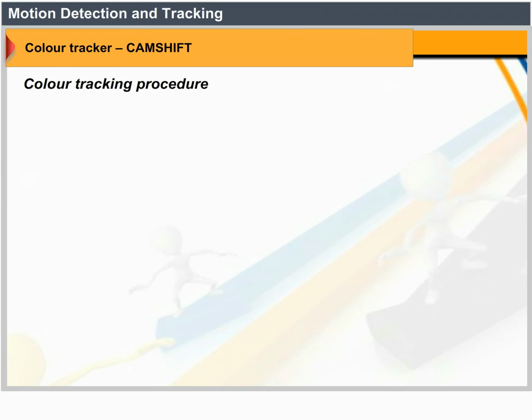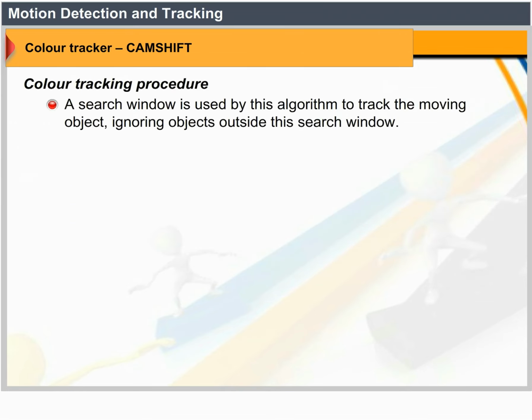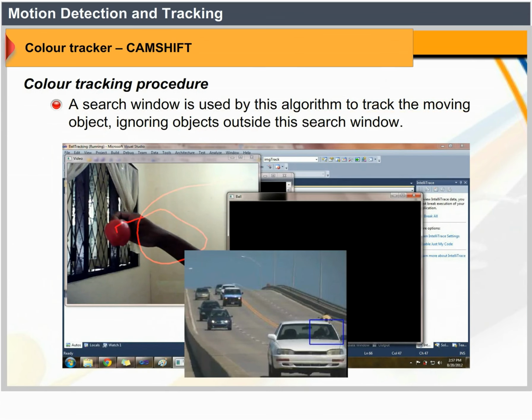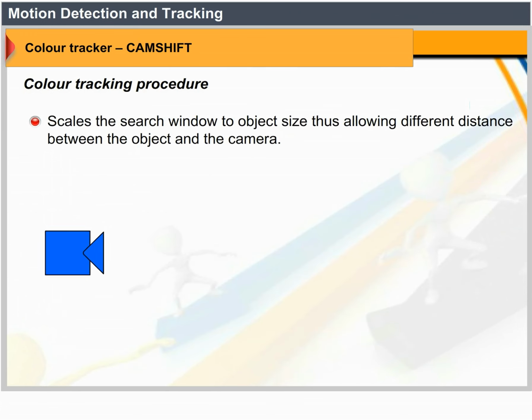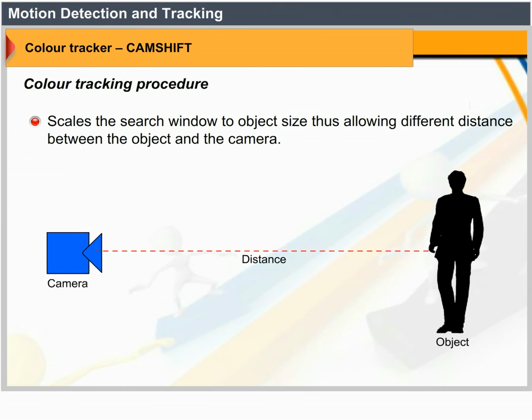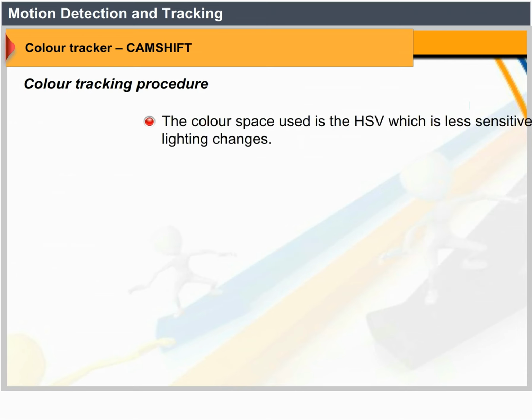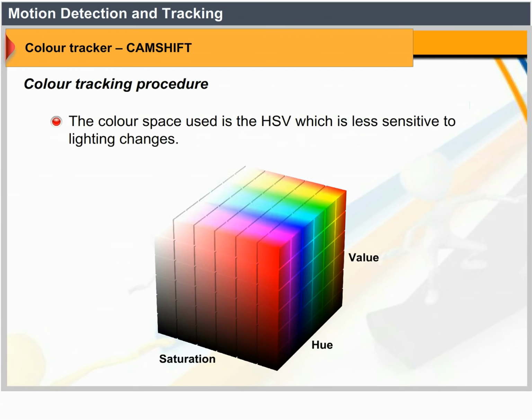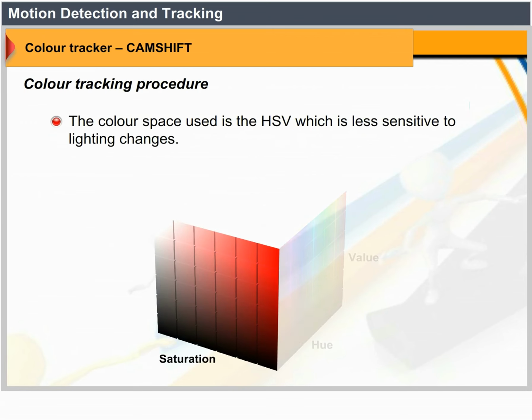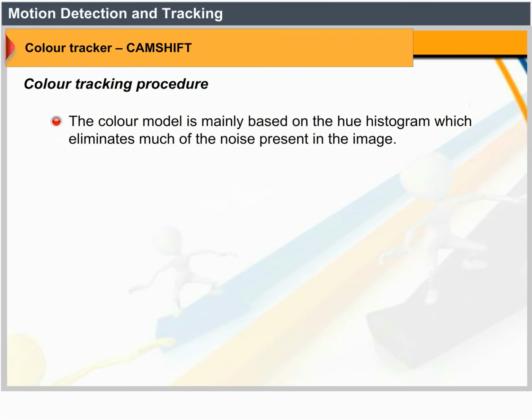Color tracking procedure. This algorithm uses a search window to track the moving object, ignoring objects outside the search window. It scales the search window to the object size, thus allowing different distances between the object and the camera. The color space used is HSV, which is less sensitive to lighting changes. The color model is mainly based on the hue histogram, which eliminates much of the noise present in the image.